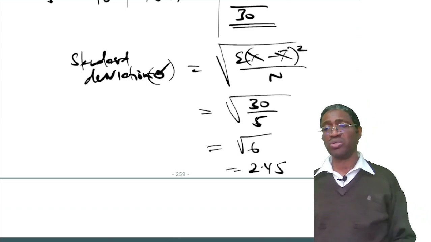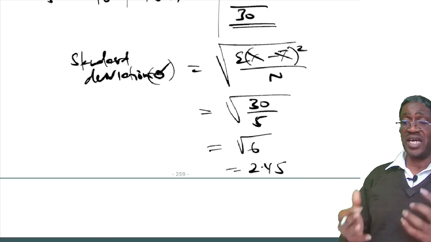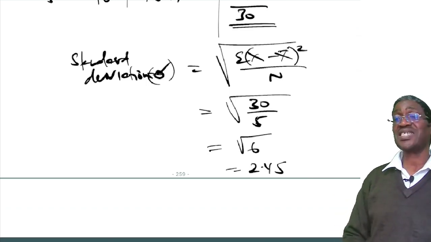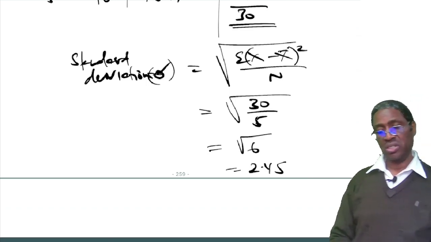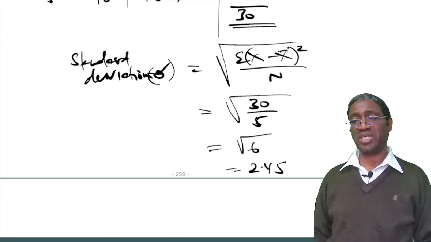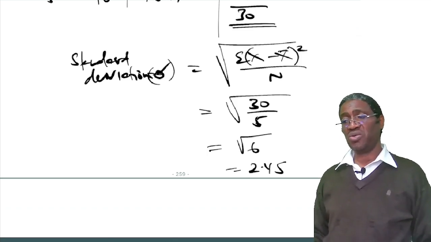So now you know how to compute the standard deviation of a single security.